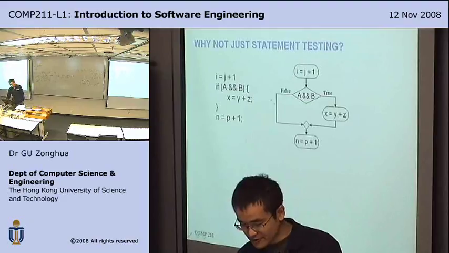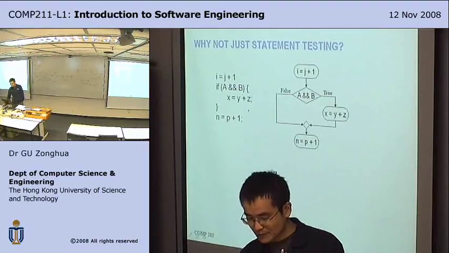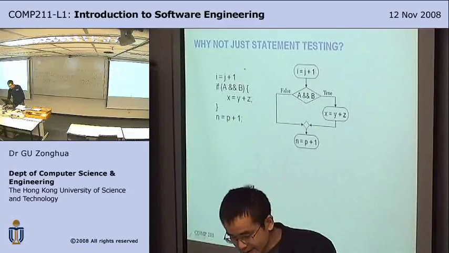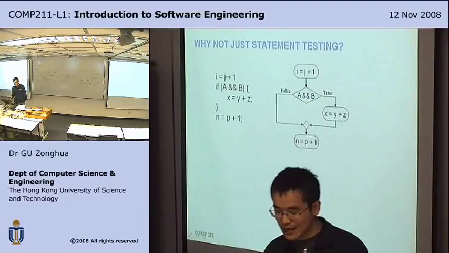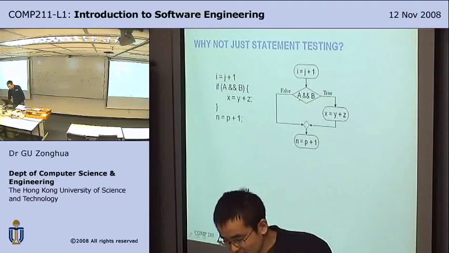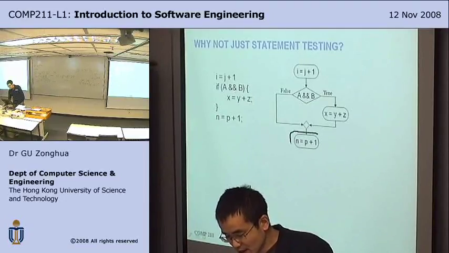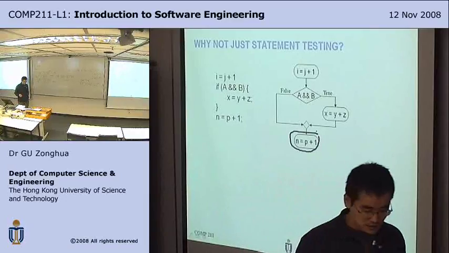So for this example, statement testing is enough. So this program, this is a flowchart. i equals j plus 1. The equal means assignment. If a and b is true, you go to the right branch. If it's false, you will do nothing. Go to the left branch. And finally you execute n equals p plus 1.